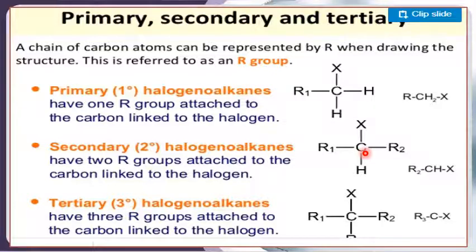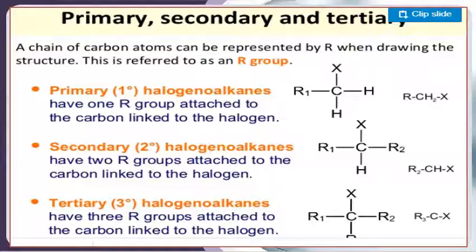Now, what is secondary alkyl halide? Secondary alkyl halide is also called 2 degree alkyl halide. The alkyl halide in which the halogen atom is attached to the secondary carbon atom is called secondary alkyl halide. Now, the question is, what is a secondary carbon atom? A secondary carbon atom is a carbon atom that is attached to 2 carbon atoms simultaneously.